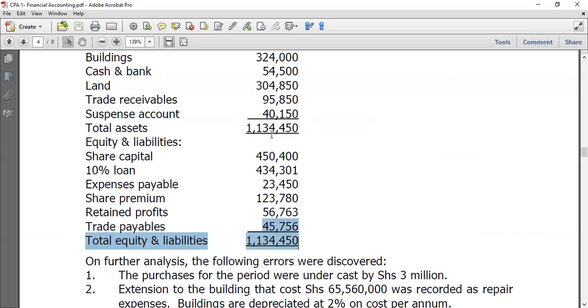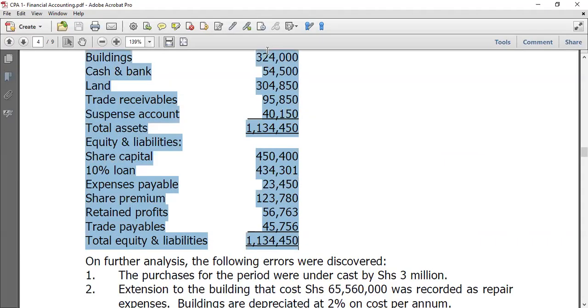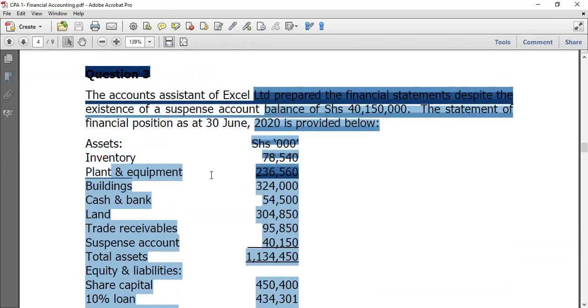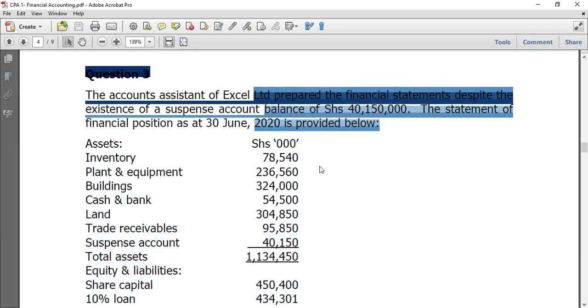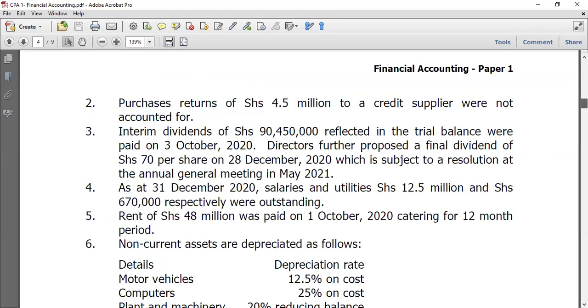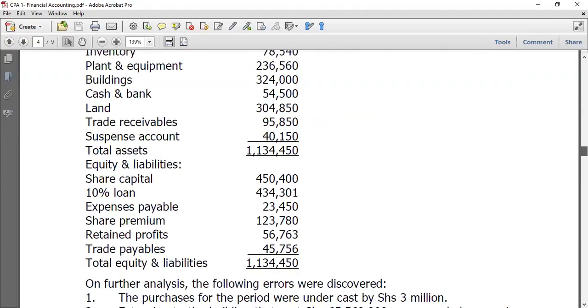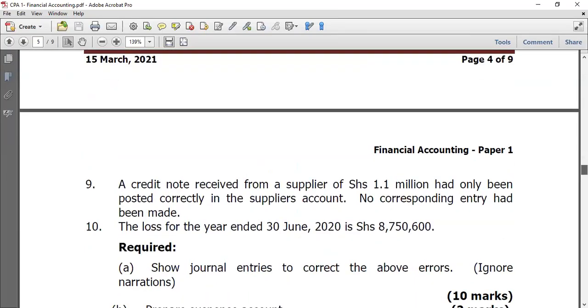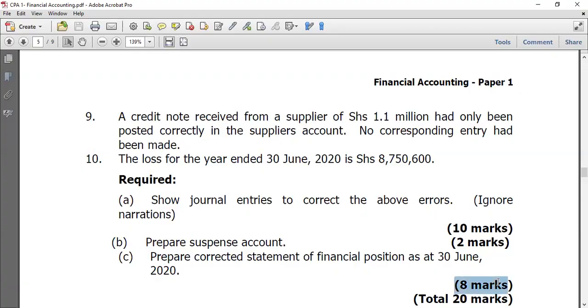And I'm making this assumption that all of you understand how basically a statement of financial position looks like, okay? So you just basically use that idea to be able to create your statement of financial position and be able to earn the 8 marks, okay?